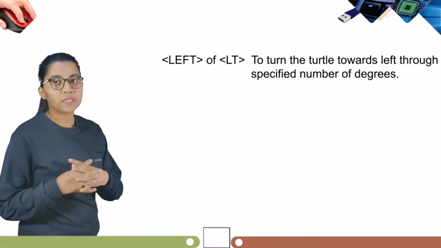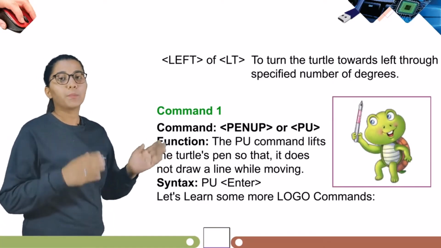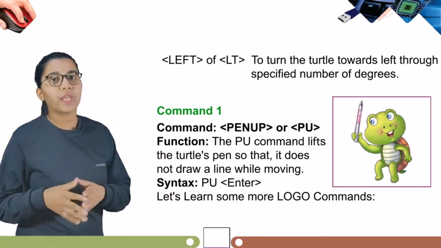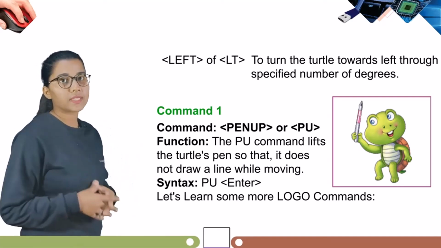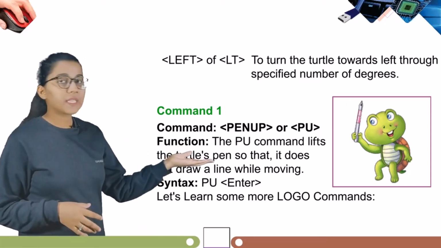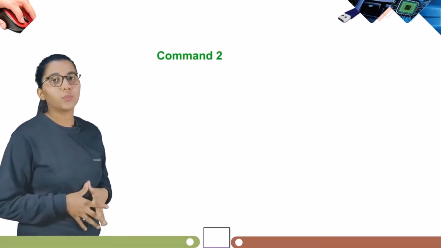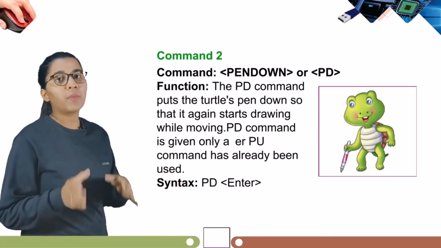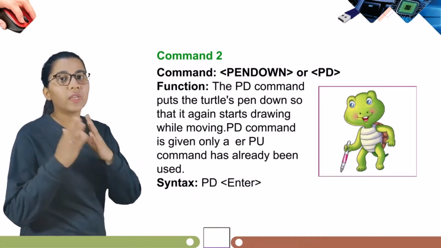So now students, let's learn about command 1. Command pen up or PU function. The PU command lifts the turtle pen so that it does not draw a line while moving. Syntax PU and enter. So students, here you can see the picture of command 1. Now students, let's learn about command 2. Command pen down or PD function. The PD command puts the turtle pen down so that it again starts drawing while moving.